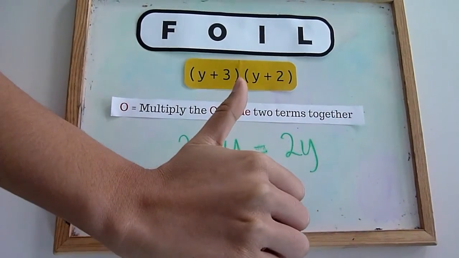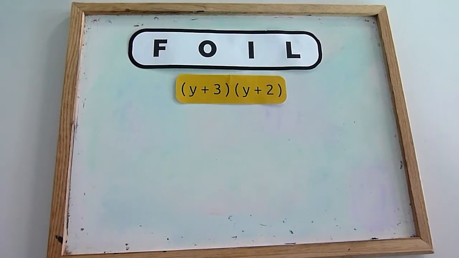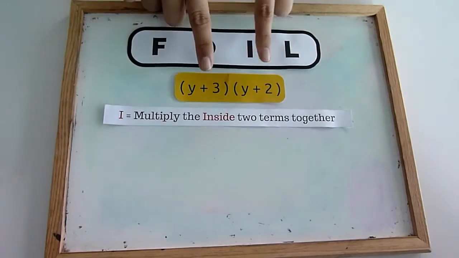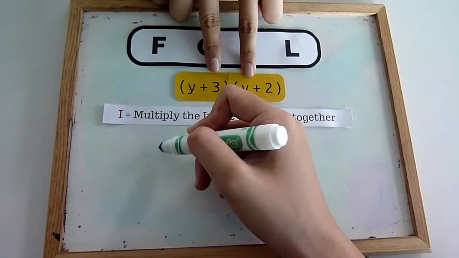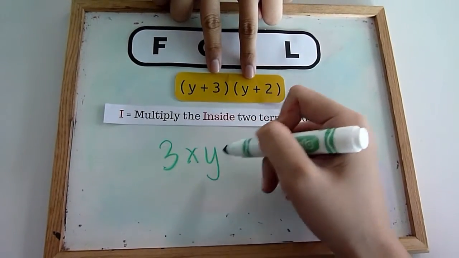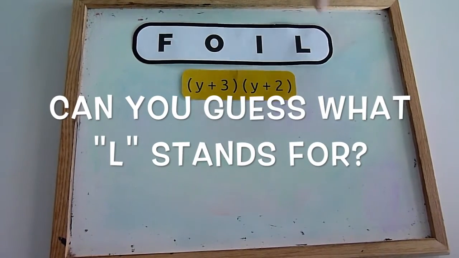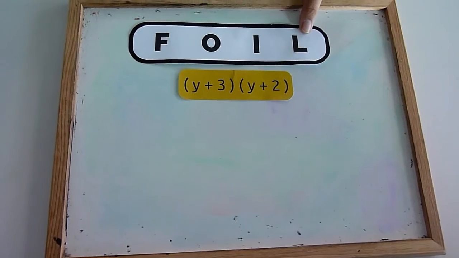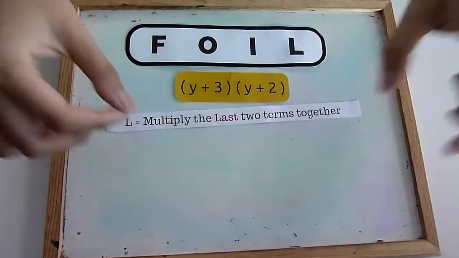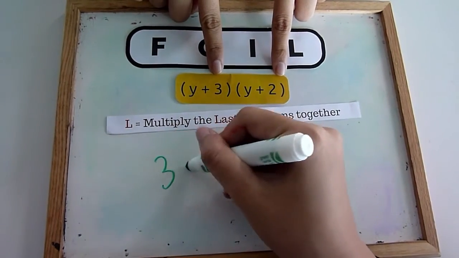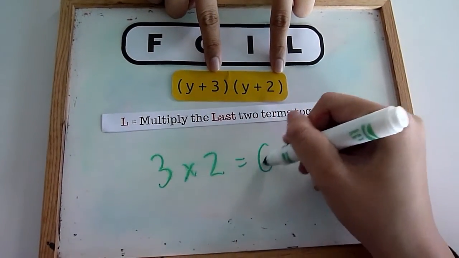So far so good? Let's move on. Next, it's the letter I, and it stands for inside. We multiply the inside 2 terms together. It is 3 multiply y, and thus 3y. Finally, can you guess what L stands for? Let me reveal the answer. It stands for last. We multiply the last 2 terms together. They are 3 multiplied by 2, and hence the value of 6.